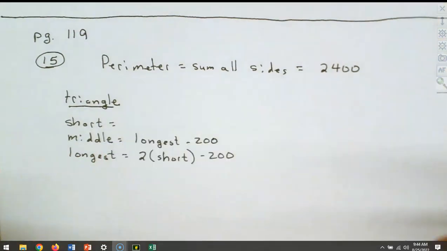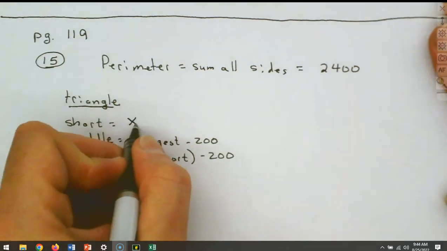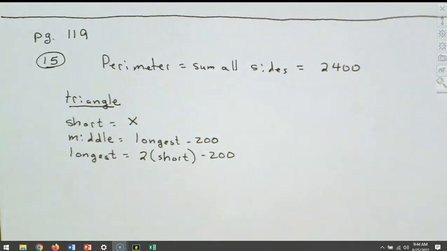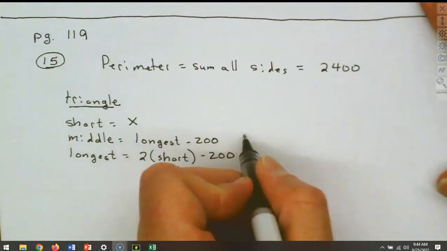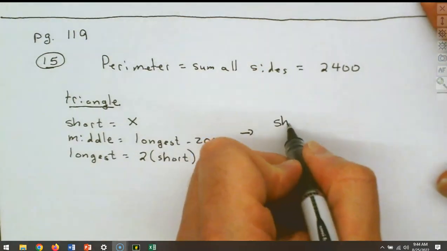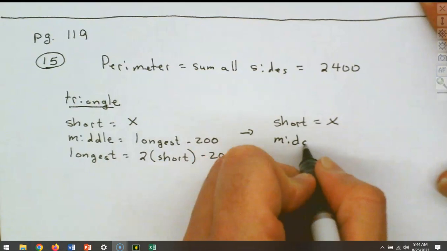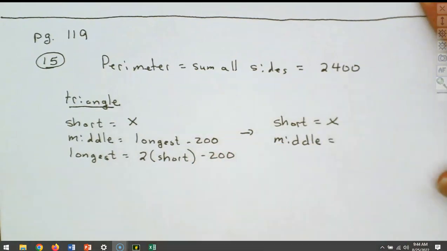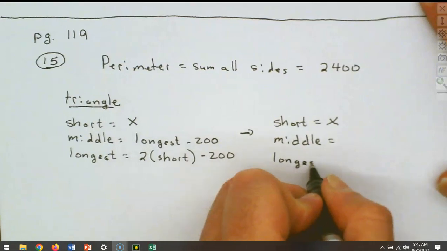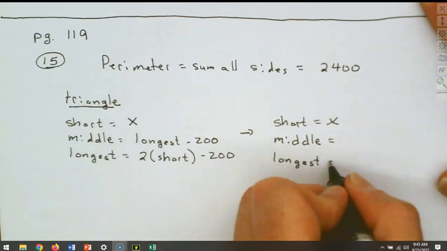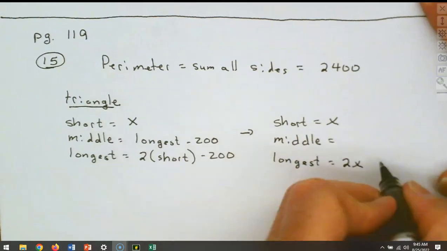Okay, so that's what we've got there. And then one of these we know nothing about. It doesn't tell us anything about the shortest side at all, does it? So that's going to be our variable x. Now we're going to rewrite this with only the variable x. And so we have the short side, which is x. We have the middle side, which we'll come back to in a moment. And what about the longest side? It's twice the shortest side, so that's going to be 2x minus 200.